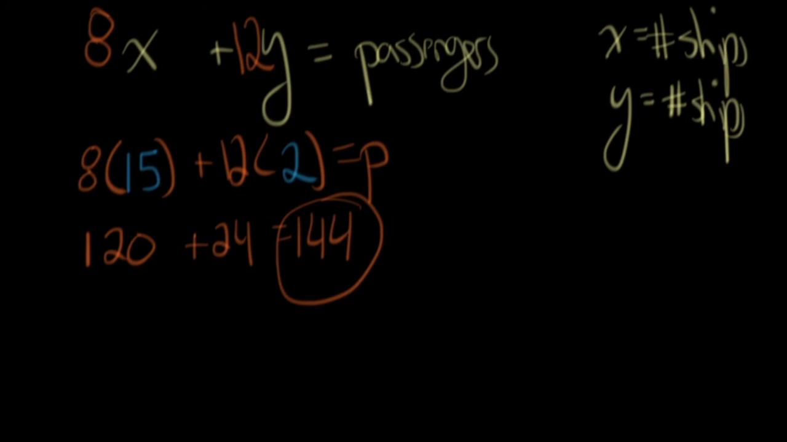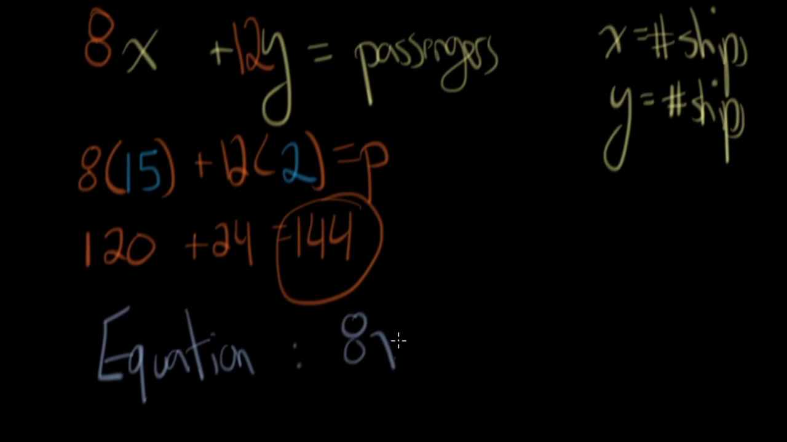So what's our actual equation? Our standard form equation to go and solve this would be 8x plus 12y is equal to 144. Okay, so we have our equation now.